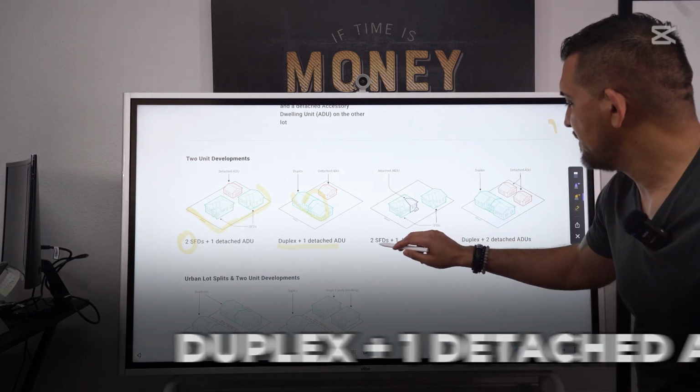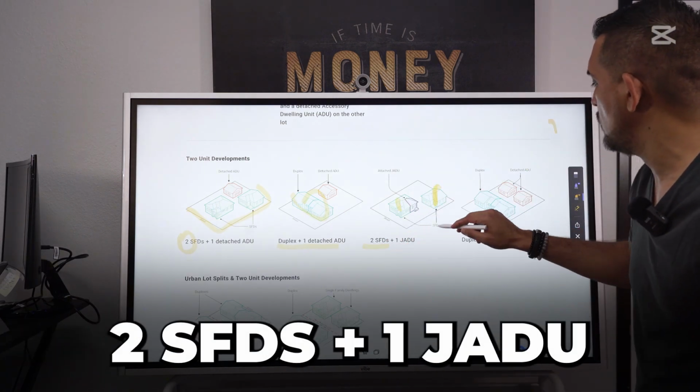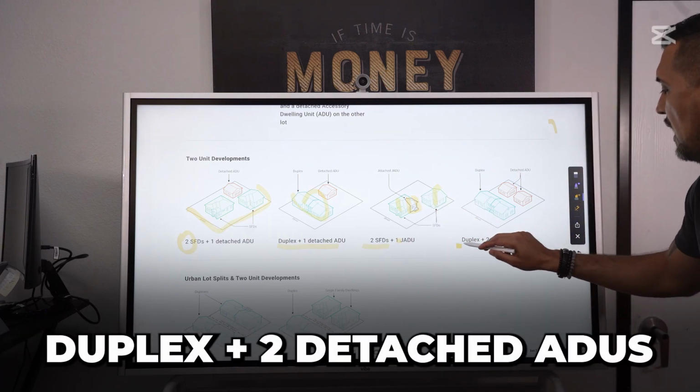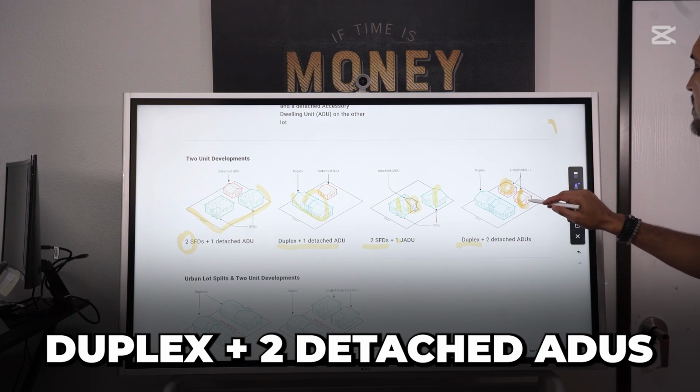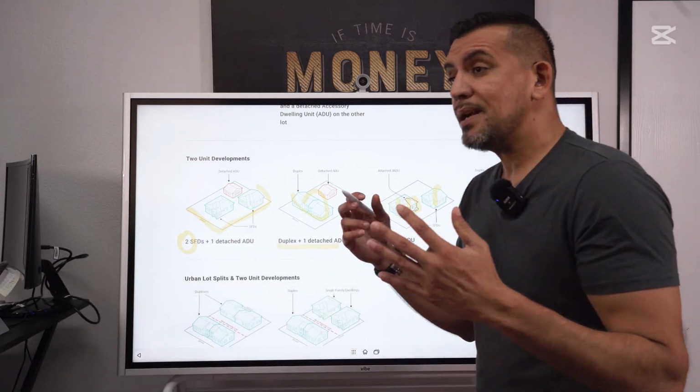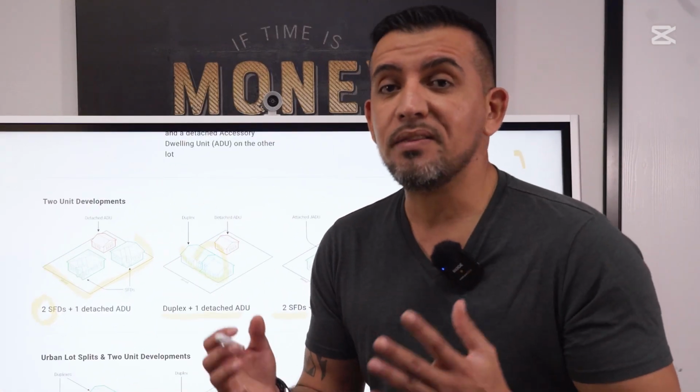This configuration gives you 2 single family residences, that's one, plus 1 junior ADU. That's a triplex. This configuration gives you a duplex plus 2 detached ADUs. That's 4 units. Isn't that amazing? A lot of people don't know this. And the ones that do know, they're taking advantage, and there are very few of them.